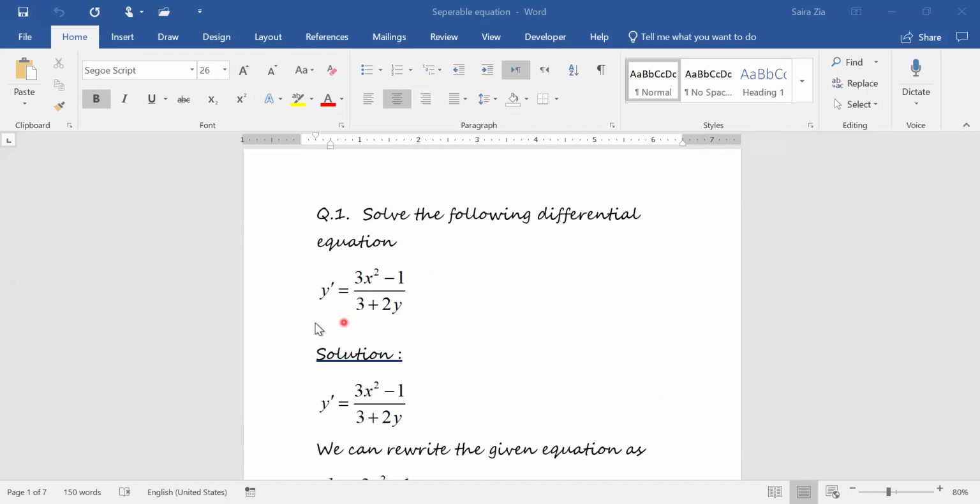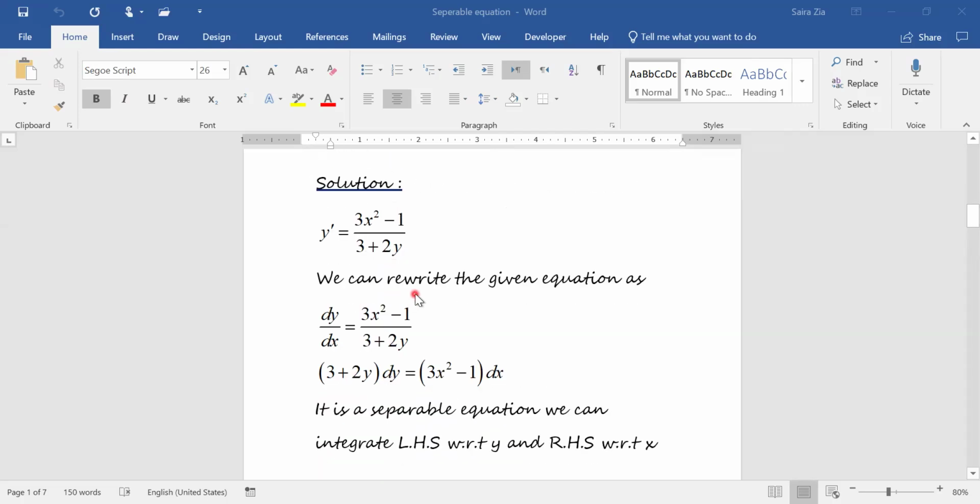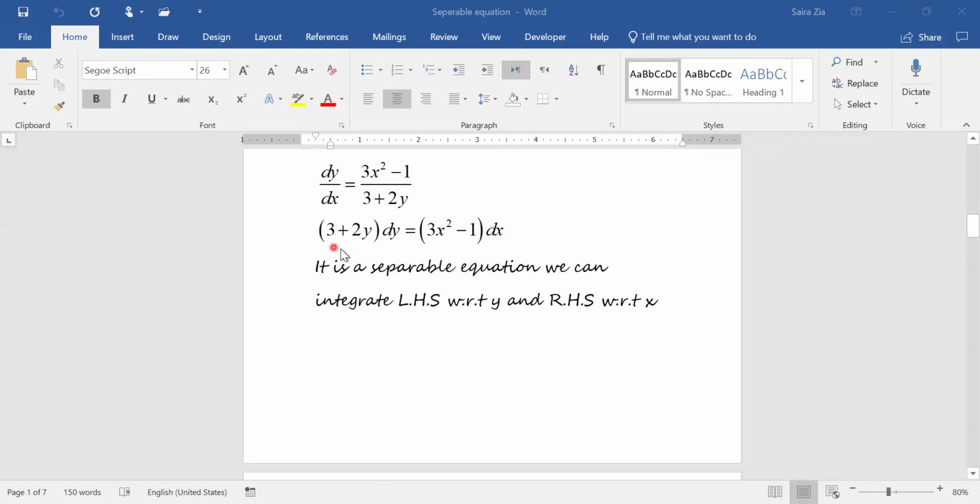Solve the following differential equation, which is given as y dash equals (3x square minus 1) over (3 plus 2y). How to solve it? First, we rewrite the given equation by taking the y terms to one side and keeping the other function on the right hand side. So dy by dx equals (3x square minus 1) over (3 plus 2y). After that we separate them, so the y terms are with dy and the x terms are with dx. It is called the separable equation because we have separated the x and y functions.